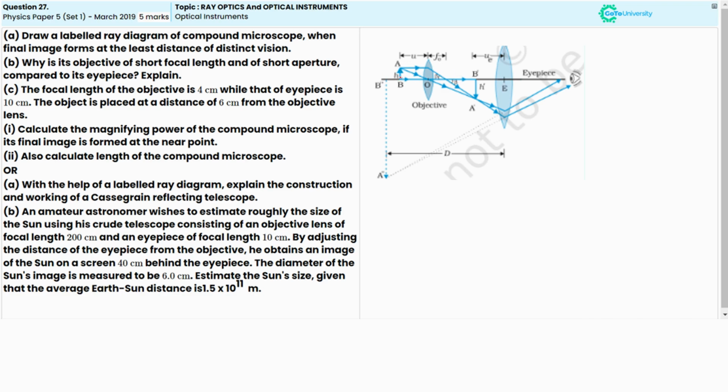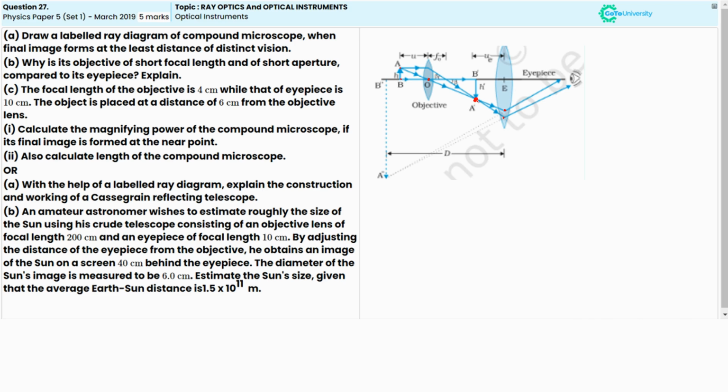Here the object is there. Assume AB is the object. From the top point A, the ray will move through this point, passing through this lens up to here. And from the bottom B, it will move in this direction, and from this point it will move up to here. Where these two rays coincide, that is the image formed by the one lens.